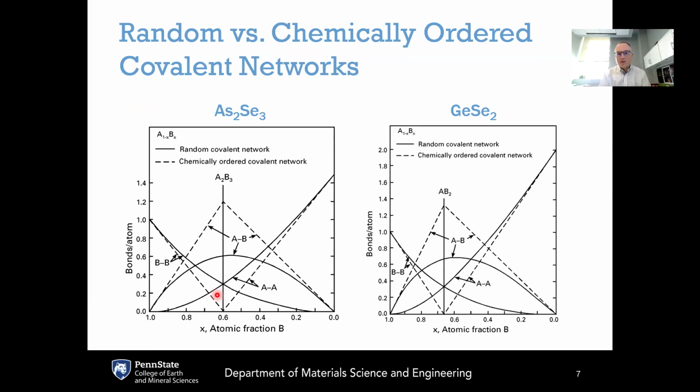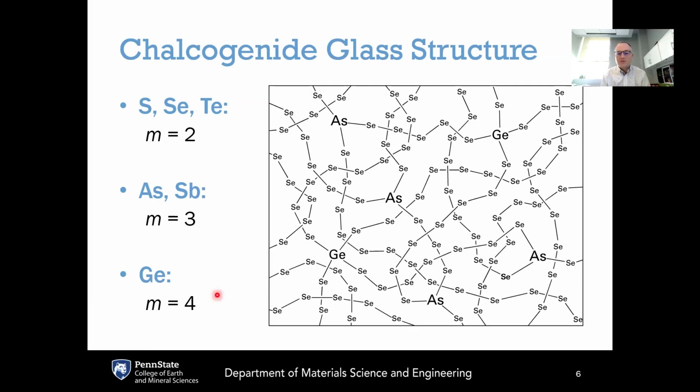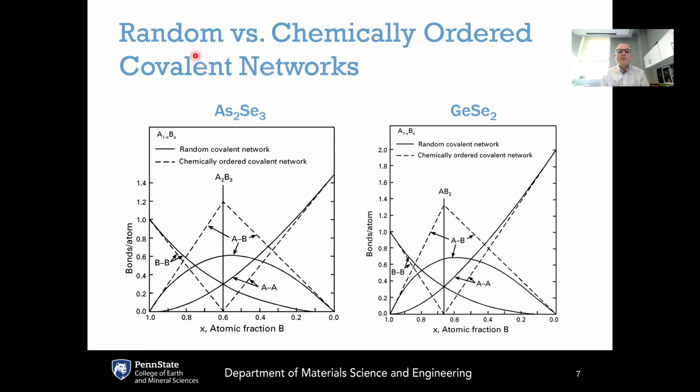One of the biggest questions about chalcogenide glass structure is: is the bonding in the glass truly random? And if you have all of these different atoms in there, is the bonding among them truly random, or is there some degree of chemical ordering in the bonding? And so this presents two extremes, with either a fully random network or a fully chemically ordered covalent network where there are well-defined bonding preferences.